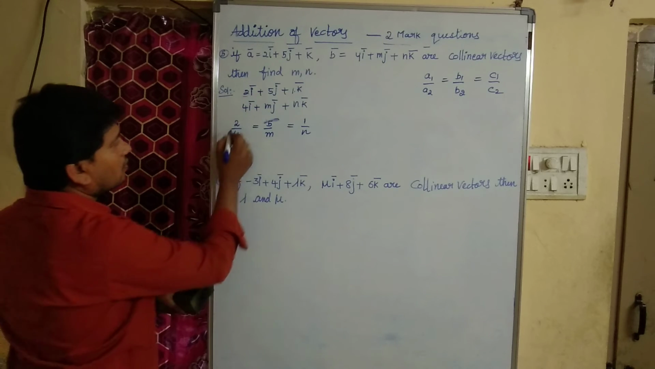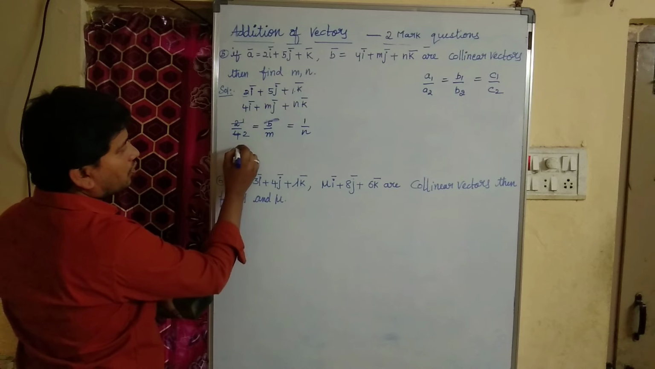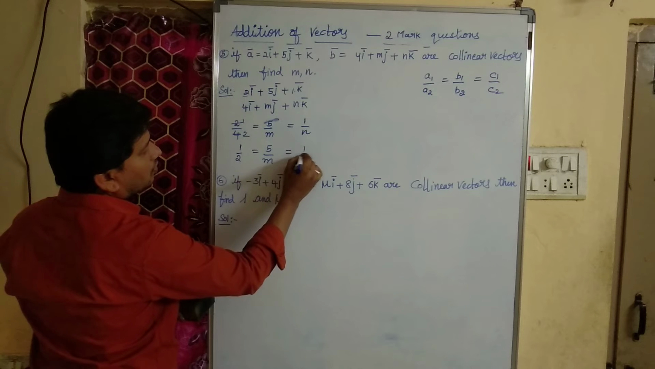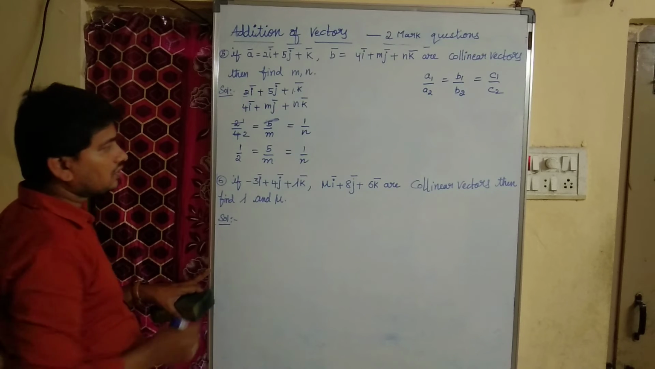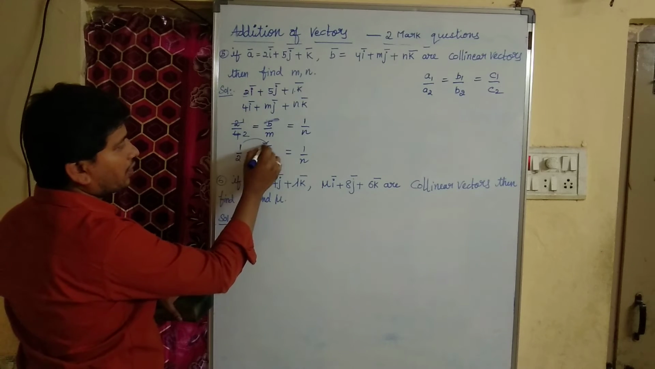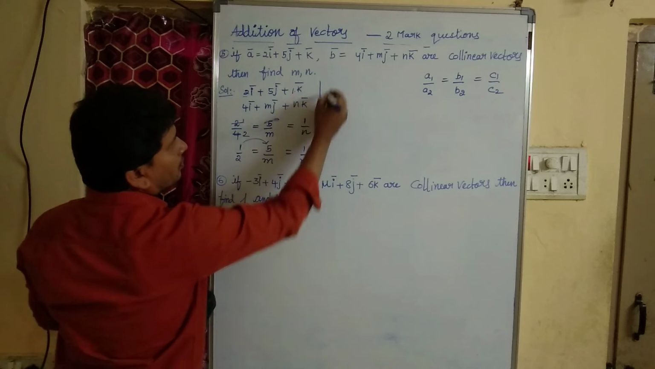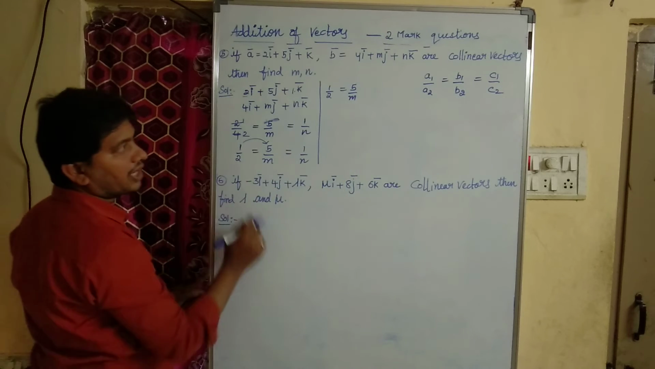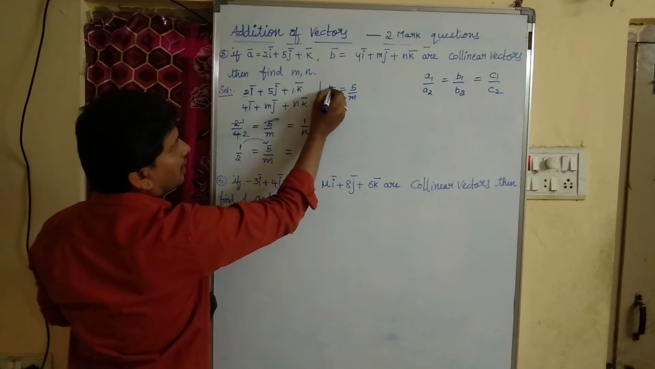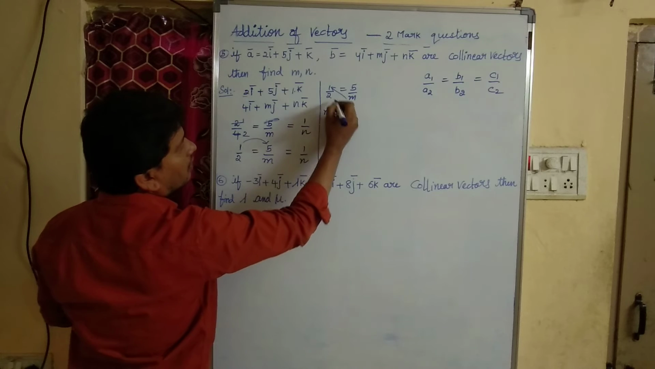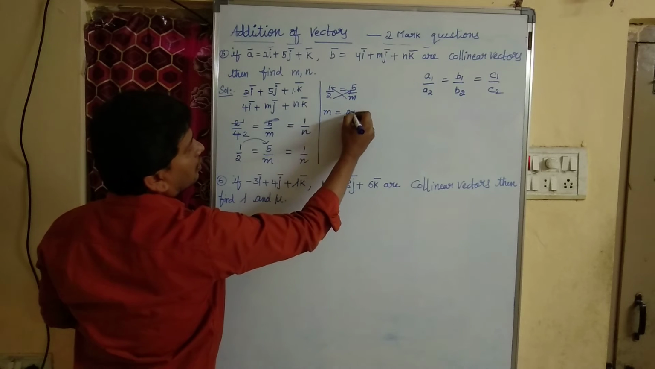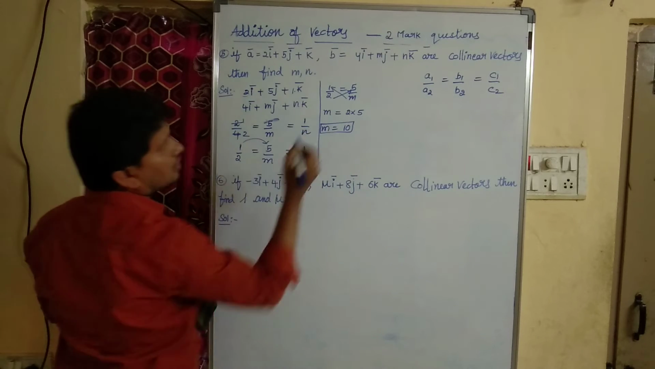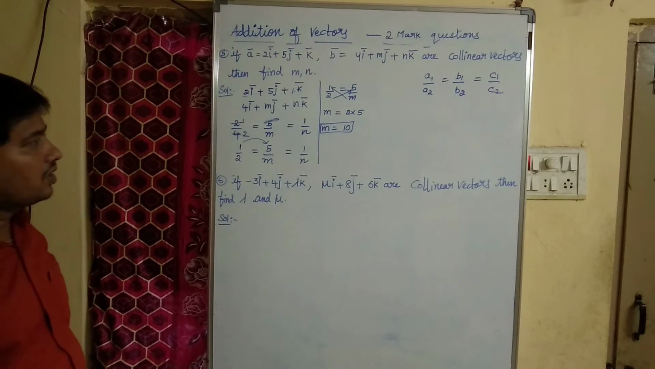So let us cancel now. 2 ones are 2, 2 twos are 4. I mean 1 by 2 equal to 5 by m equal to 1 by n. Now let us equate 1 by 2 equal to 5 by m. Cross multiplication, 1 into m, 1m equal to 2 into 5. That is m equal to 2 fives are 10. So what is the value of m? The m value is 10.